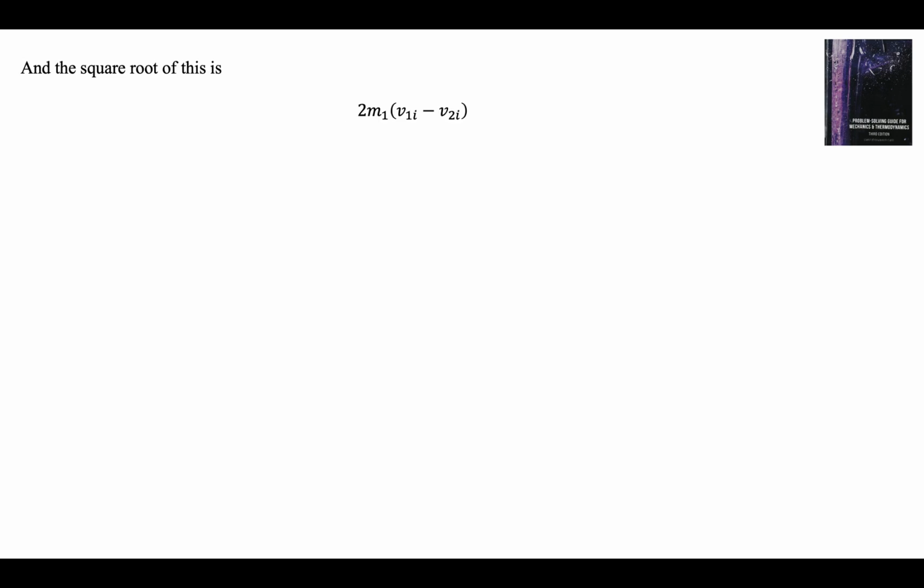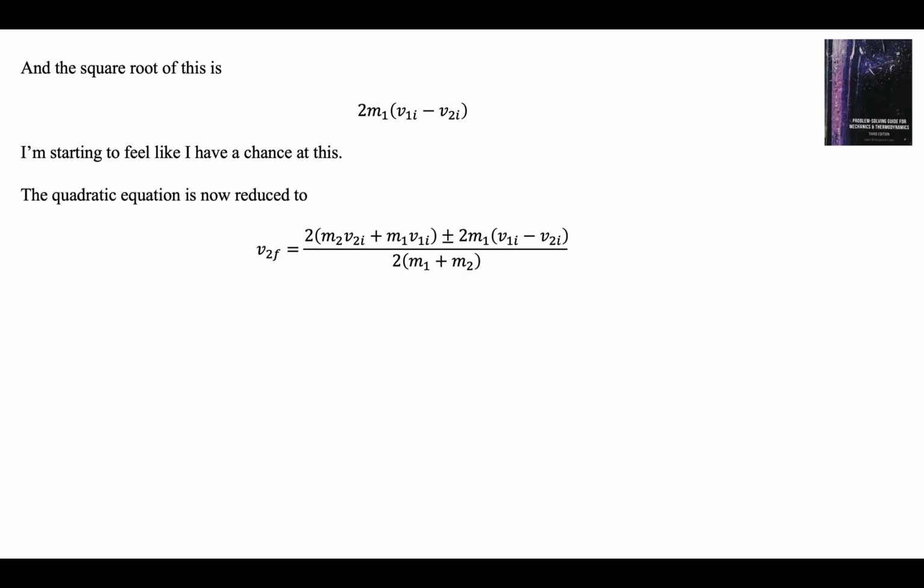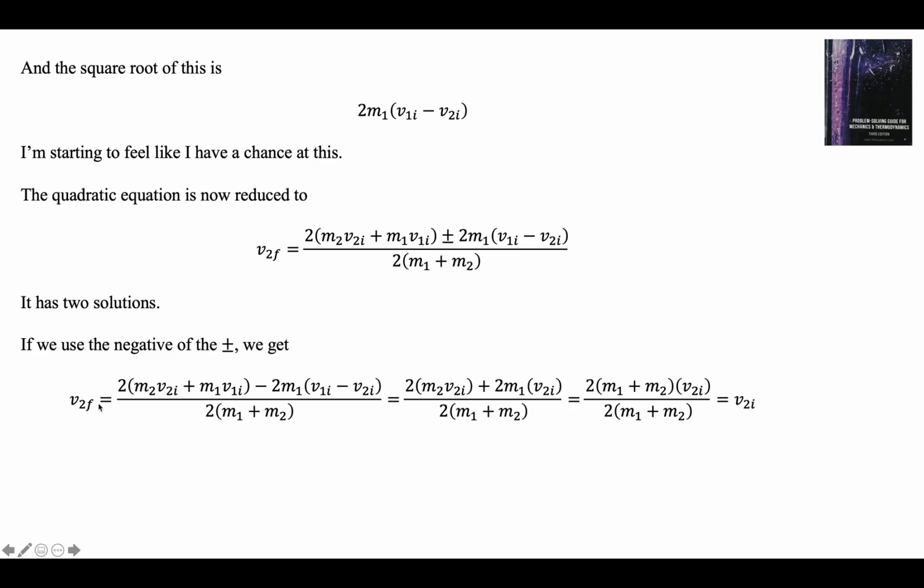Okay. We might have a chance at this. So now that's the square root, so I can plug this thing in for the entire messy square root. This thing has two solutions. There's a plus minus here. If we use the negative, we get this.